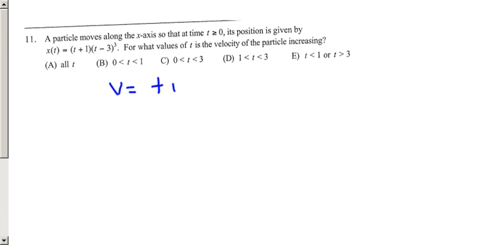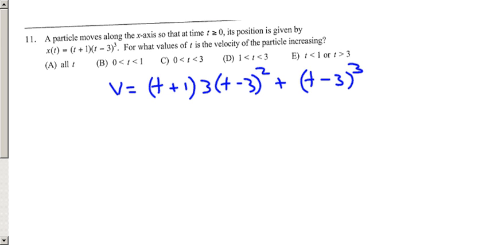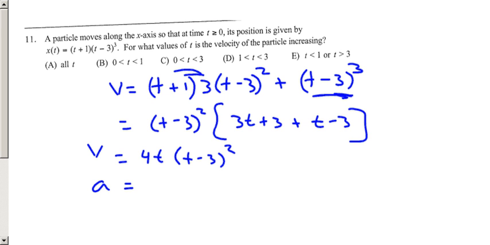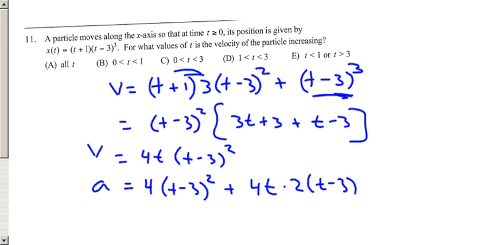V equals t plus 1 times 3 t minus 3 squared plus t minus 3 cubed. Okay, now that works. So take out a t minus 3 squared, and what we're left with is 3t plus 3 plus t minus 3, because there's still a t minus 3 left over there. This equals 4t times t minus 3 squared. And our acceleration then is 4 times t minus 3 squared plus 4t times 2 times t minus 3 to the 1.